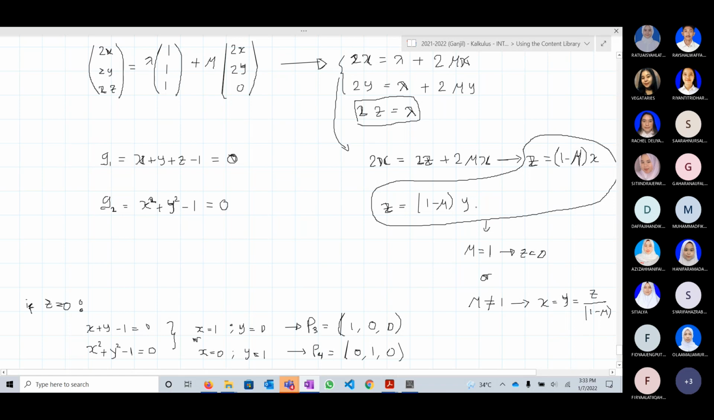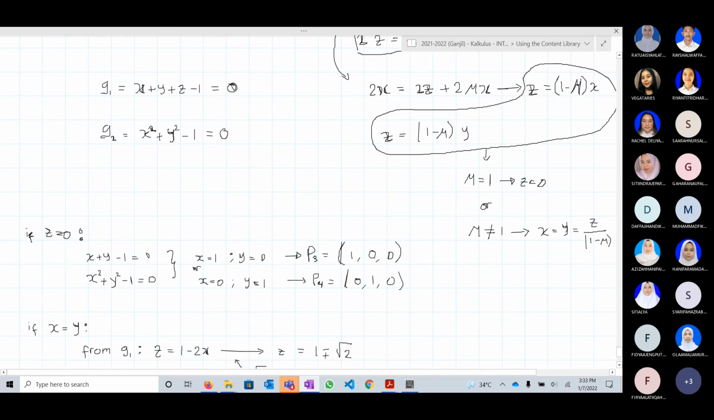Maka opsi yang pertama adalah 1 min mu sama dengan 0, atau mu sama dengan 1, di mana kalau mu sama dengan 1, z pasti sama dengan 0, atau mu tidak sama dengan 1, sehingga x yang kita buat sama dengan y, yaitu z dibagi 1 per mu. Nah, di sini berarti kita punya dua kasus. Kasus yang pertama adalah saat z sama dengan 0, kasus yang kedua adalah x sama dengan y.